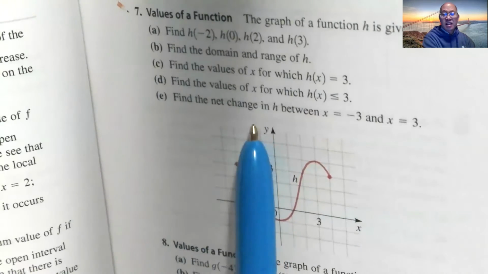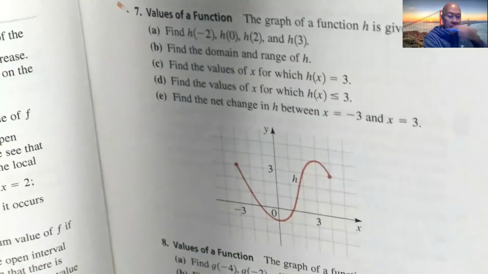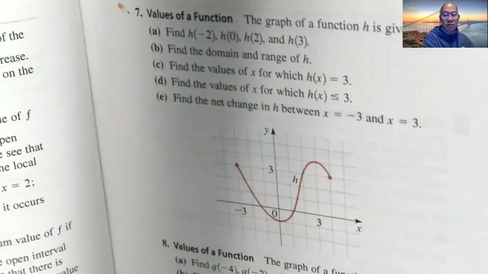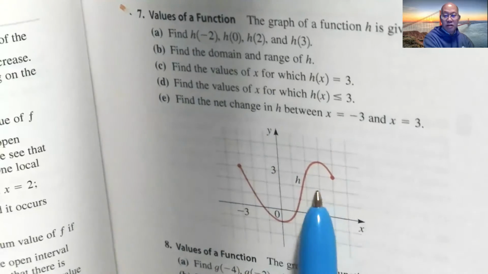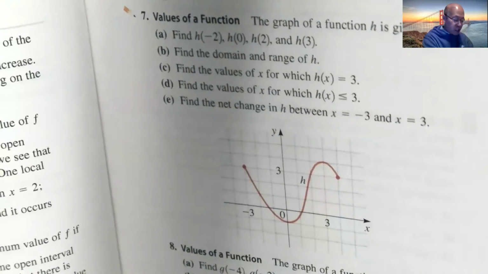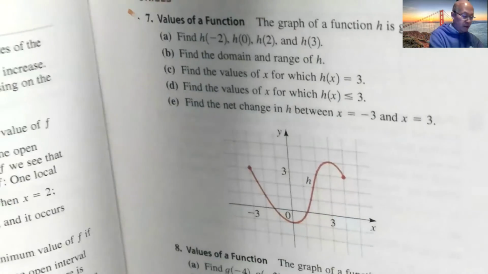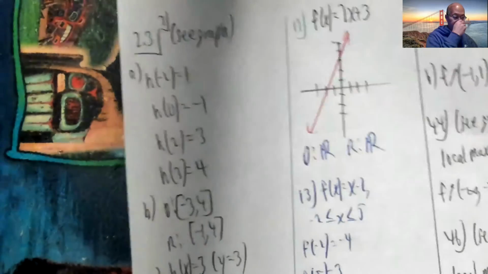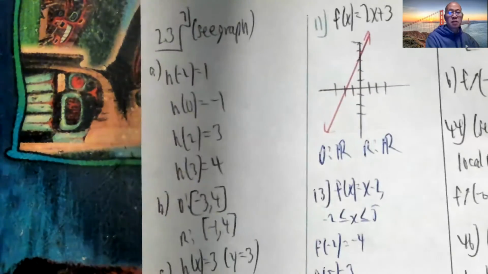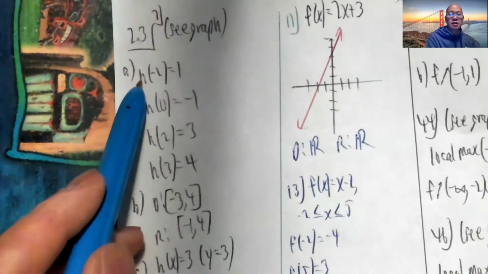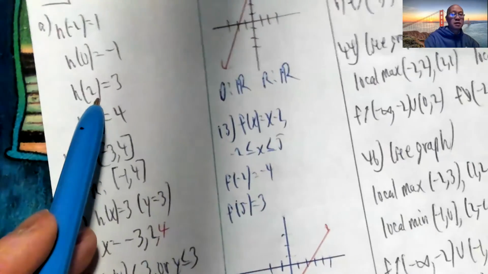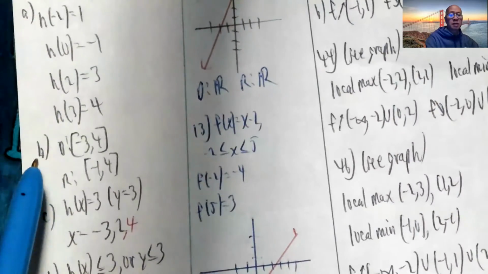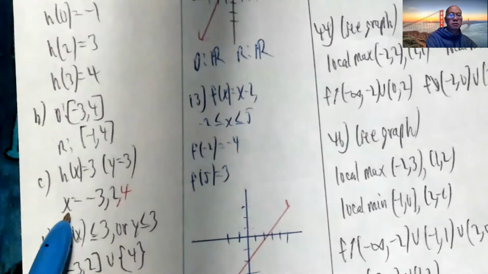Okay, E, net change in h from -3 to 3. So I want h of -3. H of -3 is 3. H of 3 is 4. So the net change is 4 minus 3, which is 1. Okay, so I'll have to show you all of that right now. A little bit awkward for how this works. But here are all the answers that I just verbalized. Okay. I can't really show you the book and these at the same time, unfortunately, so this is the best that we can do.